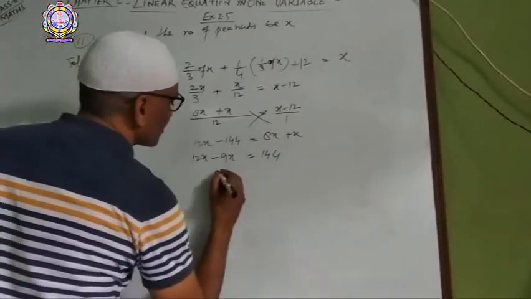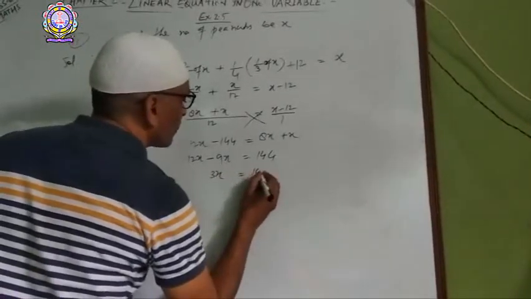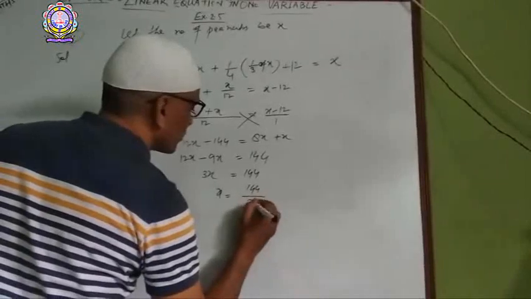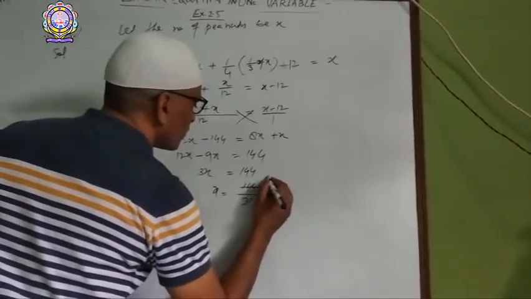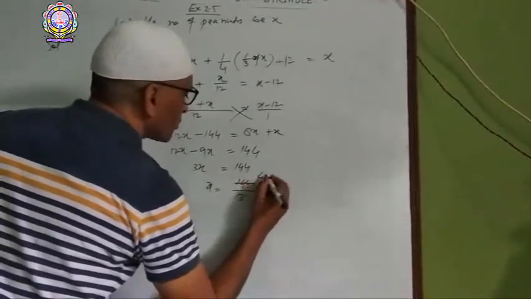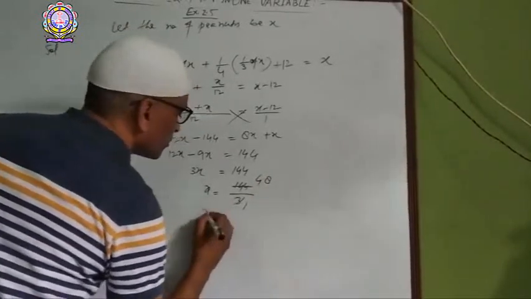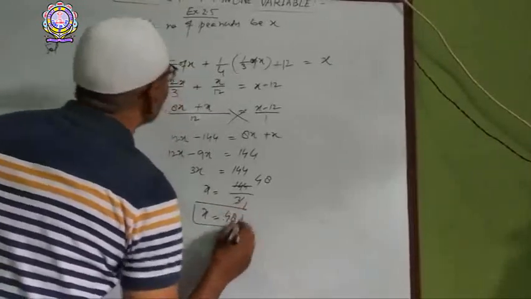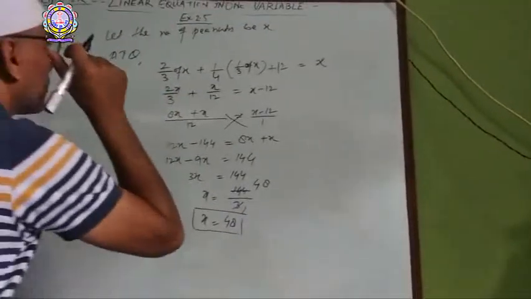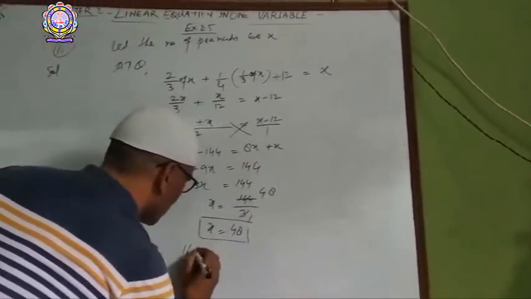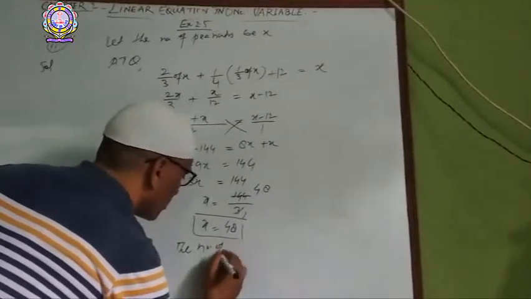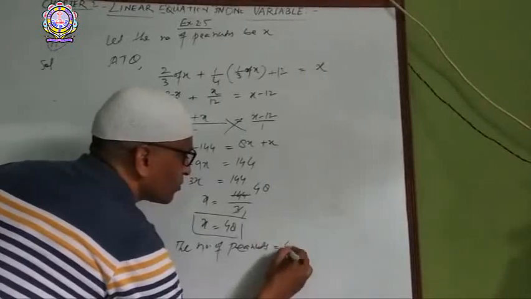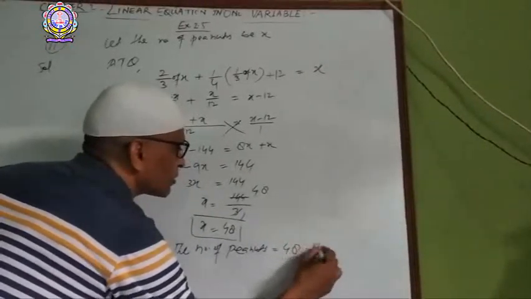12x minus 9x gives you 3x is equal to 144. x is equal to 144 upon 3. 3 1s are 3, 3 4s are 12, 3 8s are 24. Then x is equal to 48 is the answer. Therefore, the number of peanuts is equal to 48 is the answer.